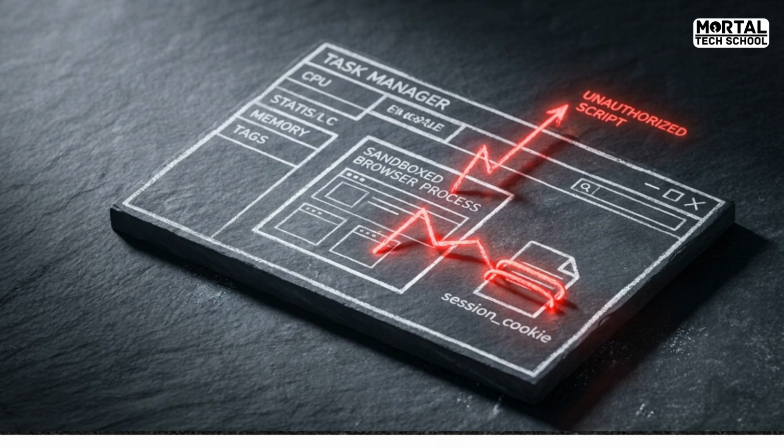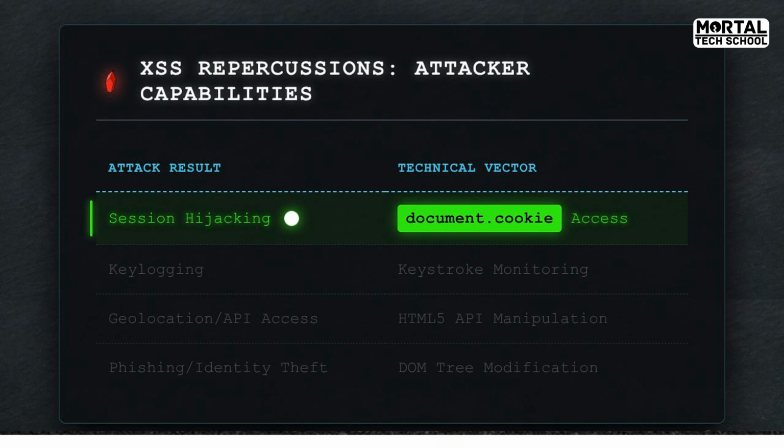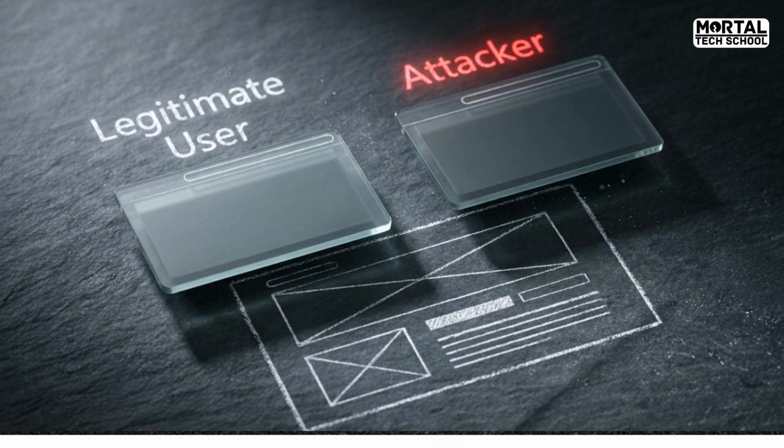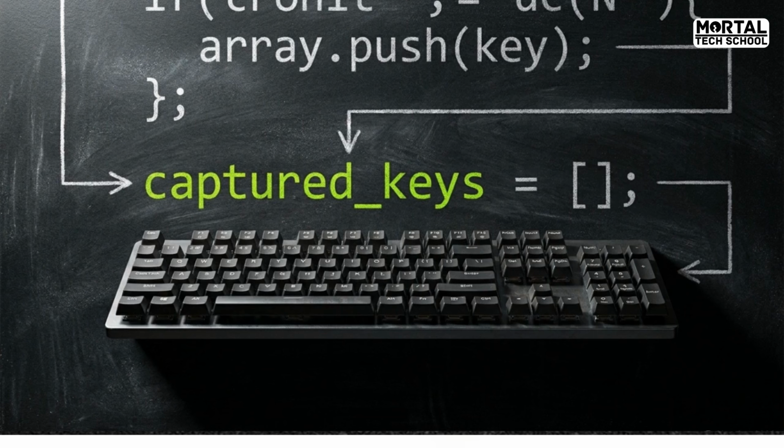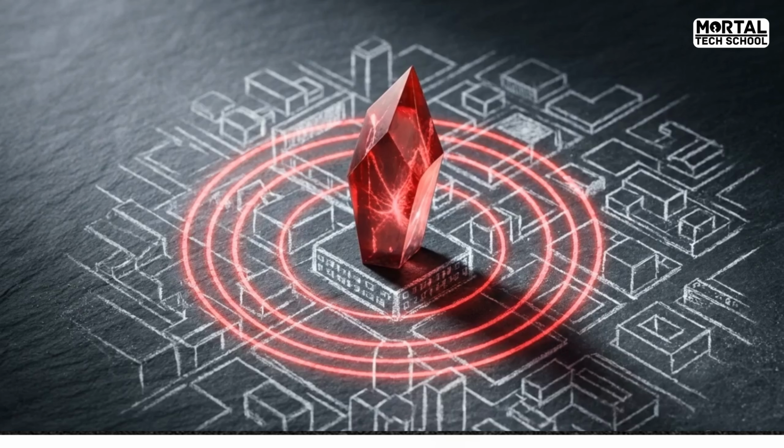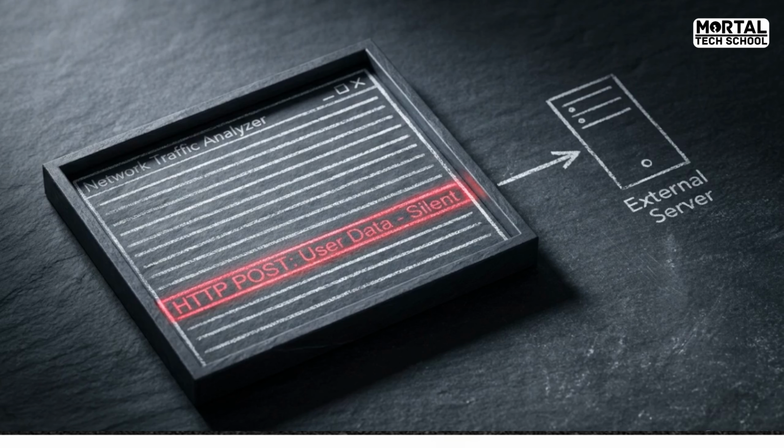Modern browser sandboxing does not fully neutralize unauthorized JavaScript execution. This table shows the capabilities granted by arbitrary script execution. The primary objective is often accessing the document.cookie object to steal session tokens. Stealing a session token allows for complete user impersonation. The attacker can use that token to act on behalf of the victim across the entire platform. Beyond identity theft, attackers deploy keyloggers, manipulate HTML5 APIs for geolocation, or trigger requests to extract data.